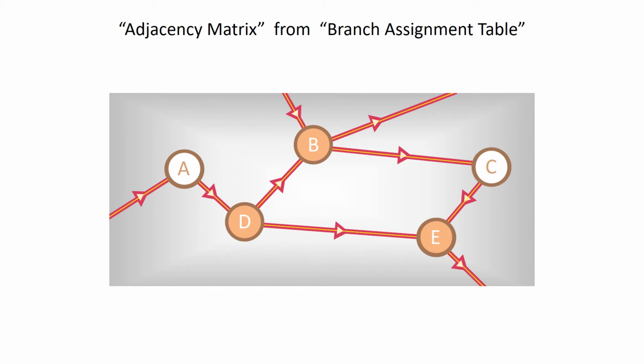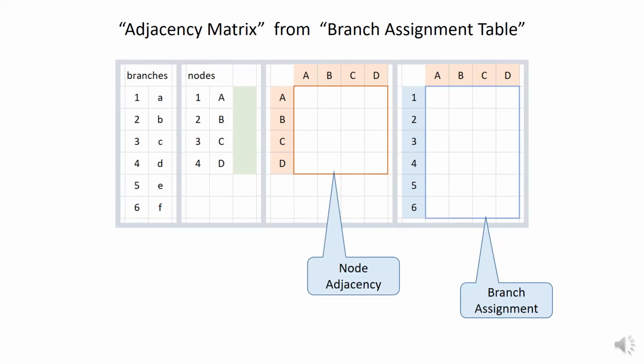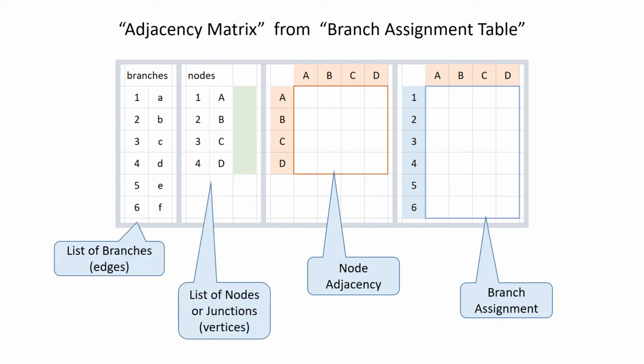The adjacency matrix from a branch assignment table. With a list of branches indexed by numbers or letters and a list of nodes, I show the adjacency matrix using letters for nodes and the branch assignment table with numbers for branches and letters for nodes. So the list of branches are also called edges, and nodes are also called junctions or vertices.